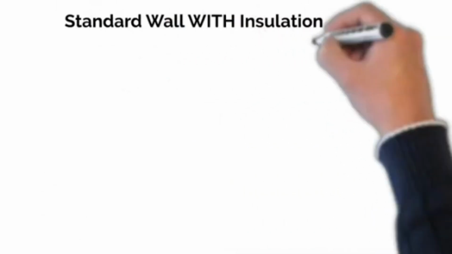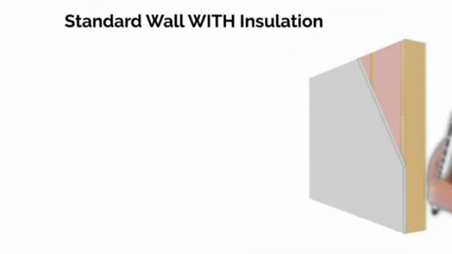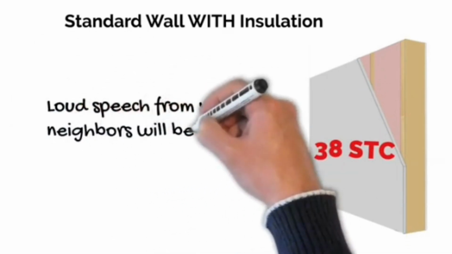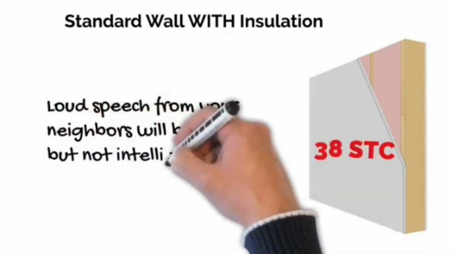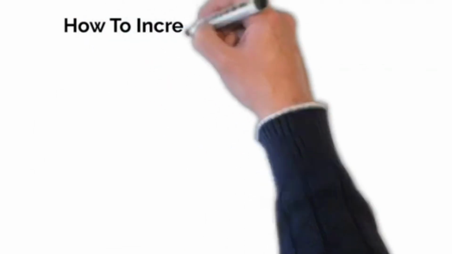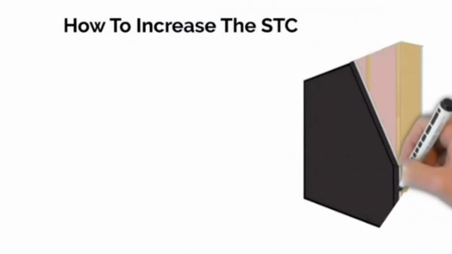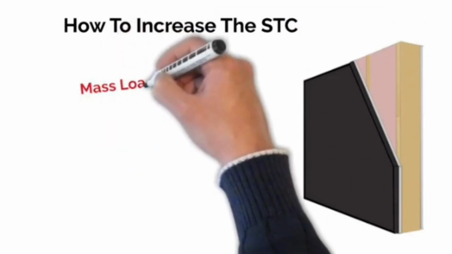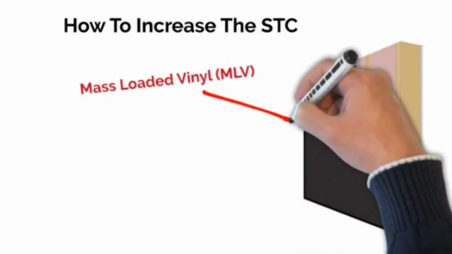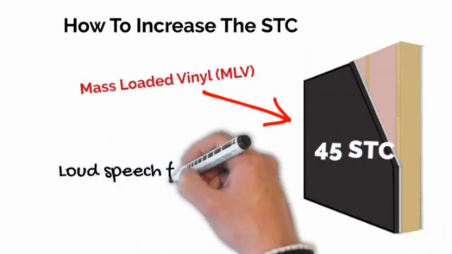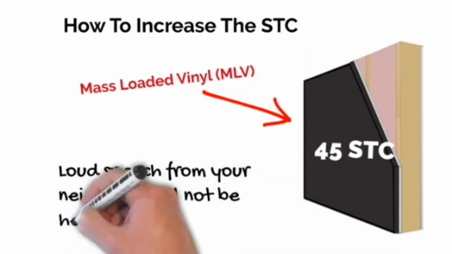If you add insulation, the STC would only marginally increase to 38. At an STC of 38, loud speech from your neighbors will be audible but not intelligible. The STC can be improved by adding drywall. If you don't want to tear down walls to add drywall, you can add mass-loaded vinyl. Adding only mass-loaded vinyl will increase the STC to 45. At an STC of 45, you will not hear your neighbors shouting.